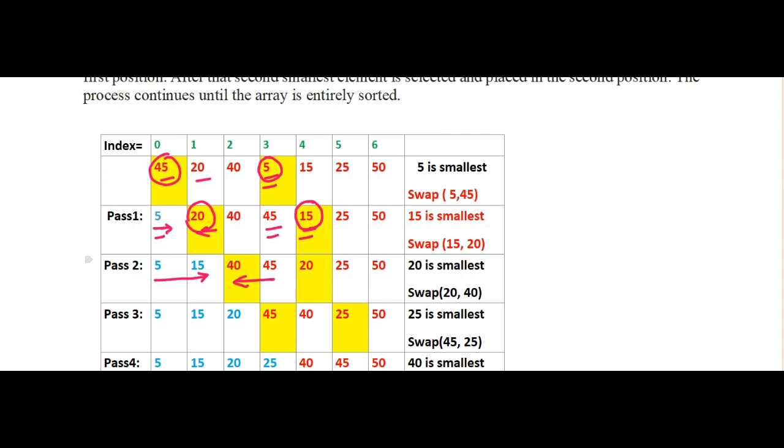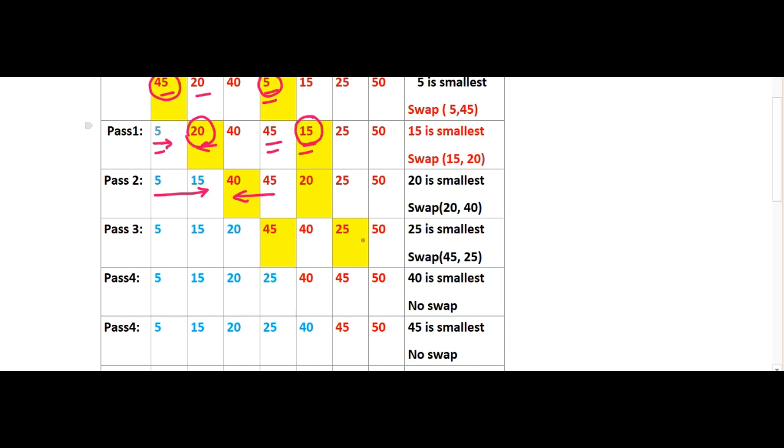Again, we'll select the smallest one in the unsorted array. So that is 20. Now the 20 is swapped with the first element of the unsorted array. So the first element of the unsorted array is 40. So we'll swap 20 and 40. Now this sorted array consists of 5, 15 and 20.